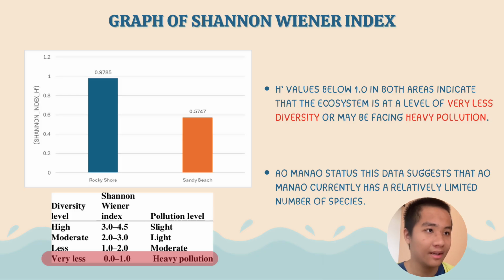Here's a graph of the Shannon-Wiener index. Index values below 1 in both areas indicate that the ecosystem is at a level of very low diversity and may be facing heavy pollution. This data suggests that Ao Manao currently has a very limited selection of species.